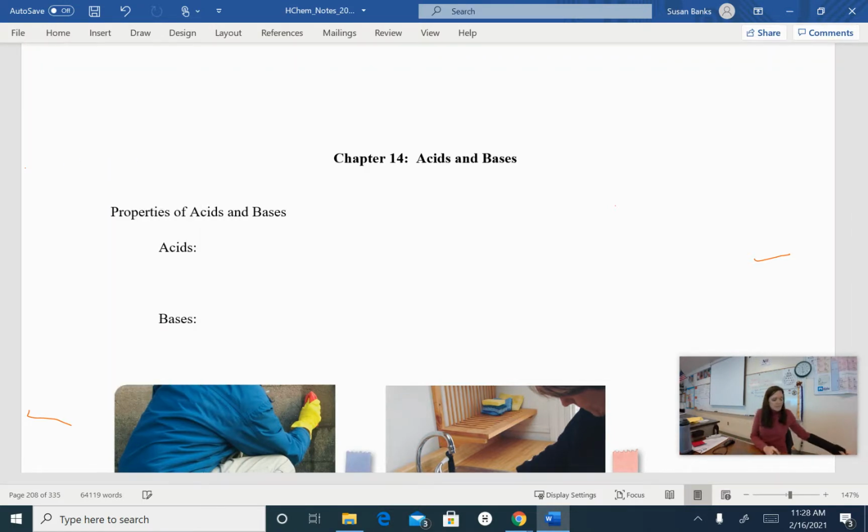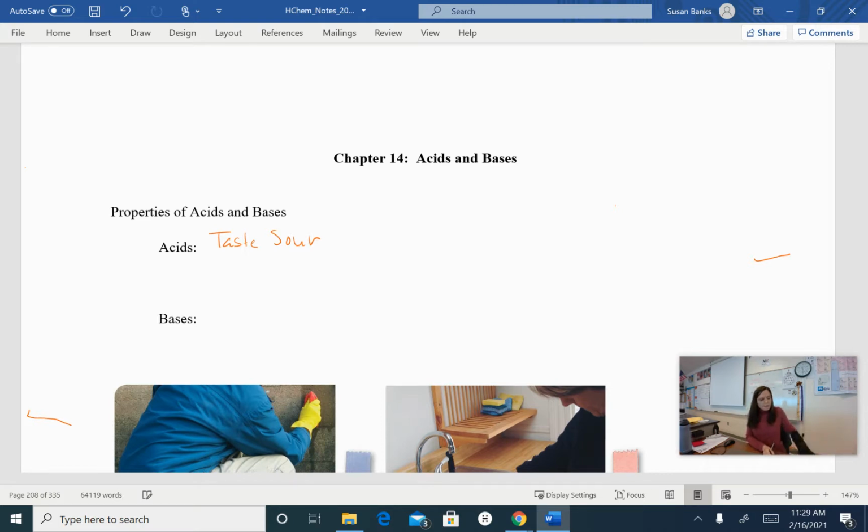Okay, so acids, a lot of us actually have a lot of experience with acids. Acids taste sour. So I don't know if you guys have ever had Sour Patch Kids or the sour gummy worms, that crystal powder on the outside. Yes, some of it's sugar, but most of that is actually citric acid in the solid form, and that's why it tastes so sour. So acids taste sour.